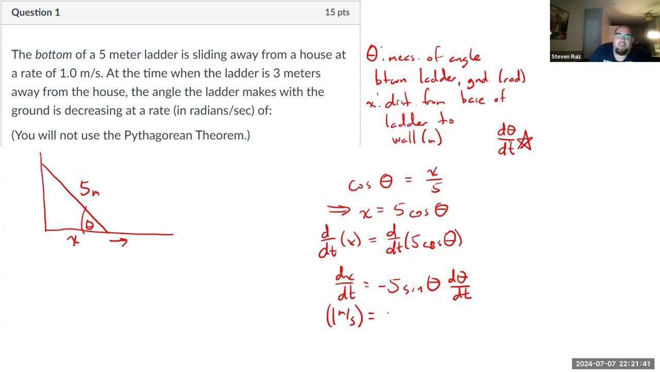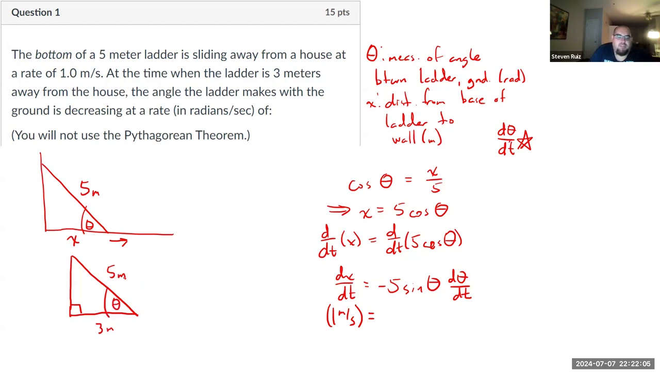What is the sine of theta here? We don't know that. I mean, we could find a value of theta, but I'm actually going to find sine of theta without actually trying to solve for the angle, because here's what we know at the instant we care about. The ladder is 3 meters away from the house, and we know that the ladder is 5 meters long.